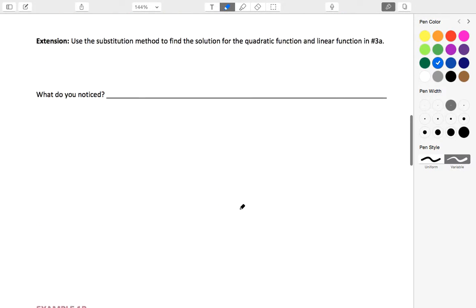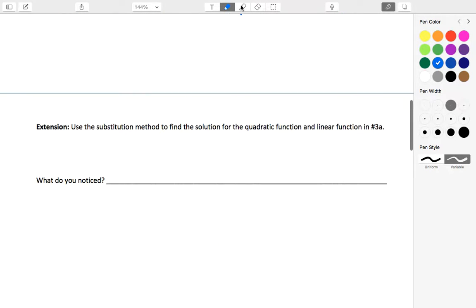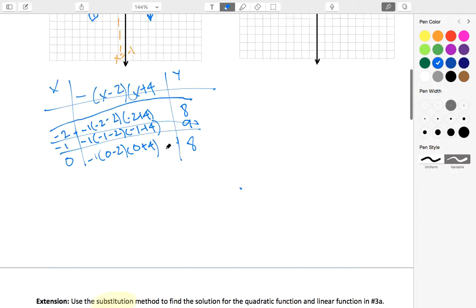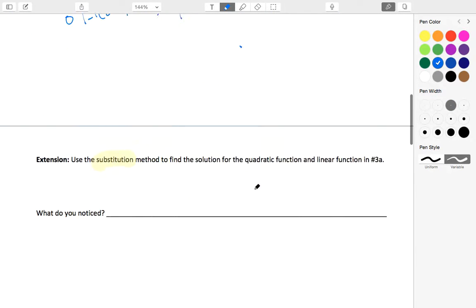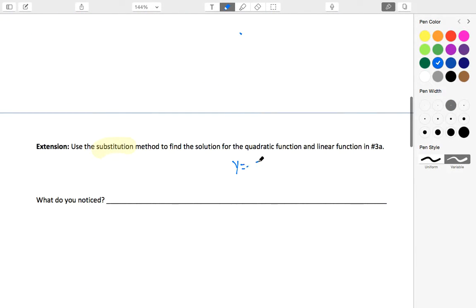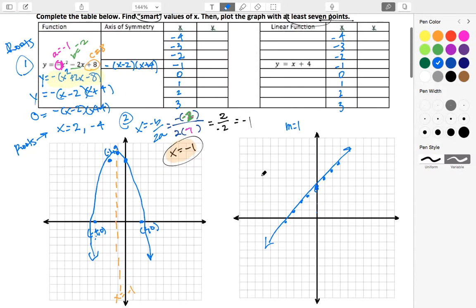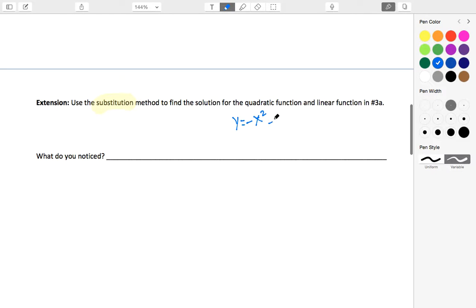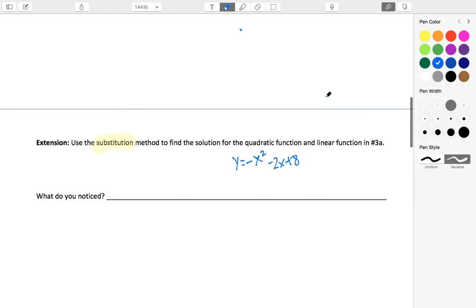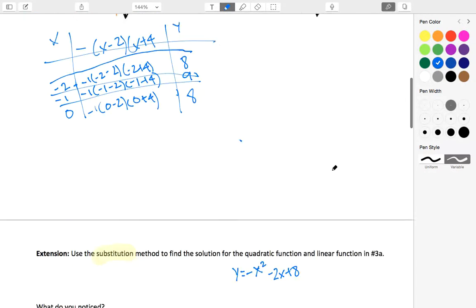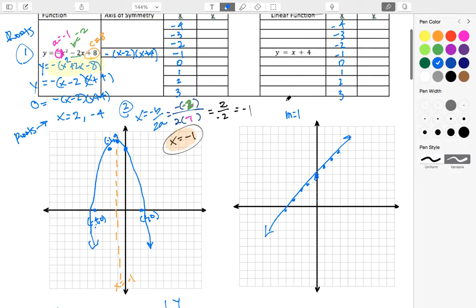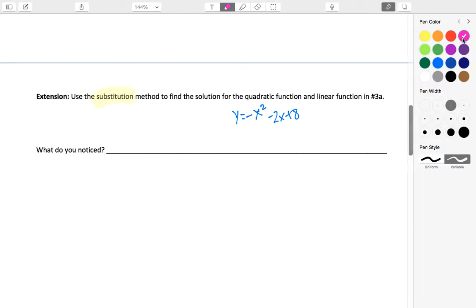Okay, so the second piece is the key piece that I want you all to recognize. So right here it says, use the substitution method to find the solution of the quadratic. So the quadratic that we have back up here, which is y is equal to negative x squared minus 2x plus 8. And the linear function in number 3a. Well, this should say example 1a, but the linear function, which is y is equal to x plus 4.